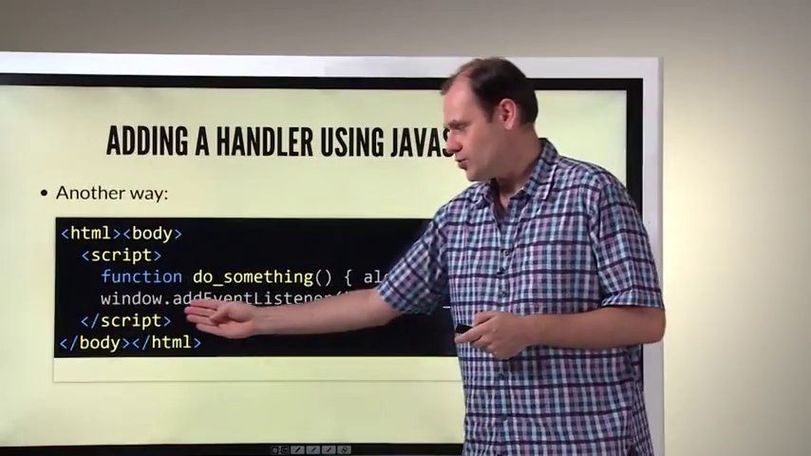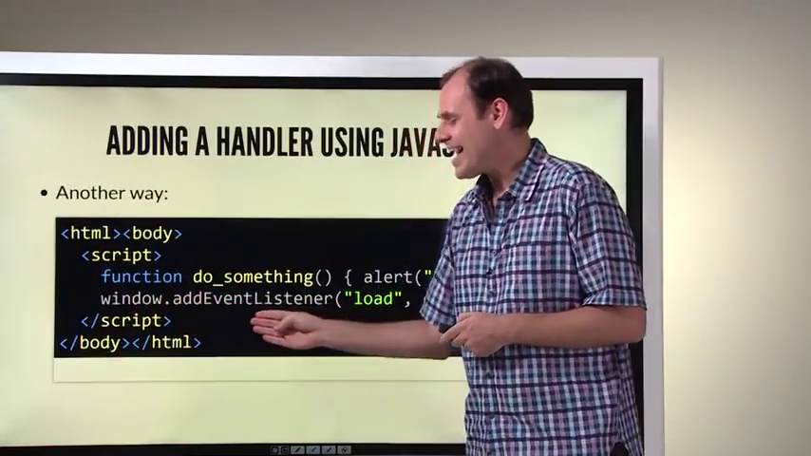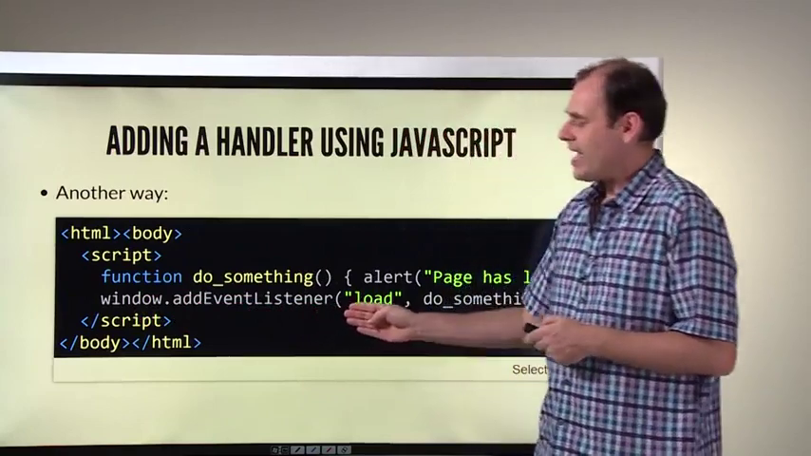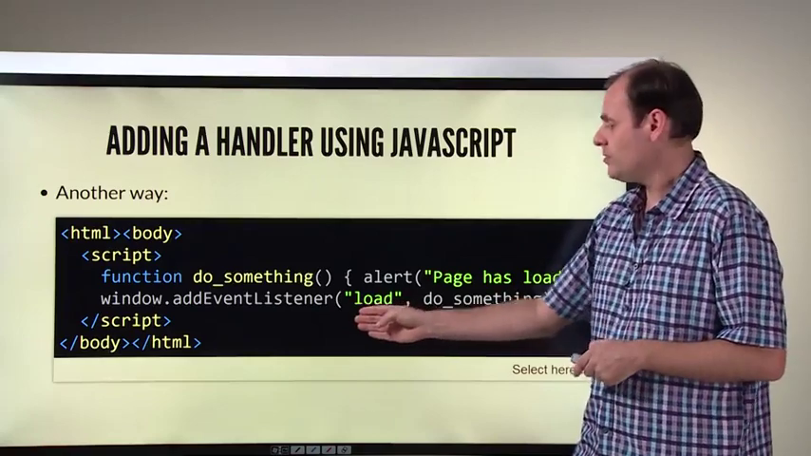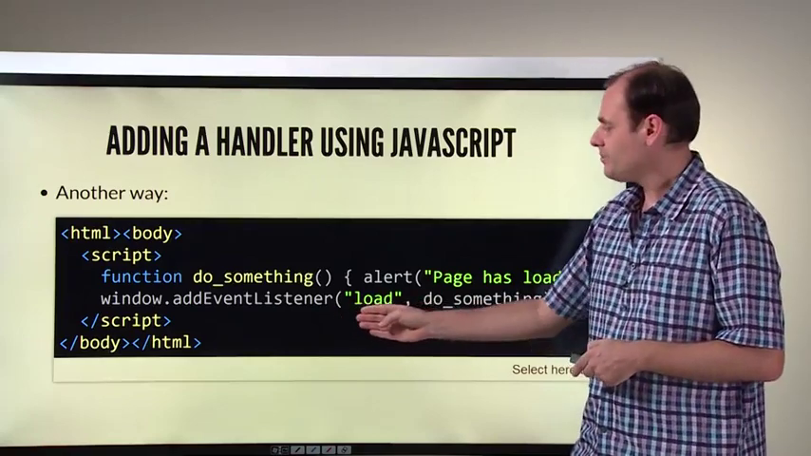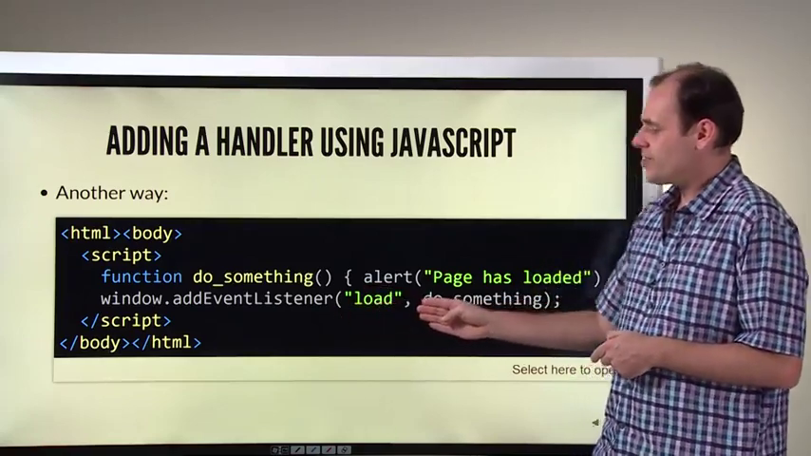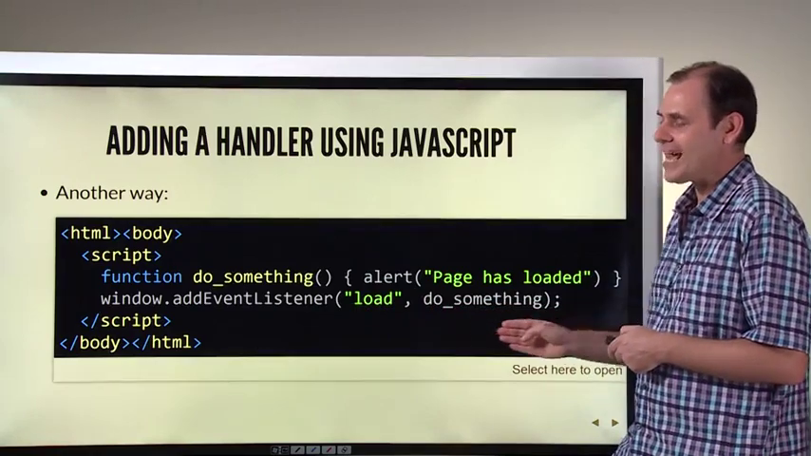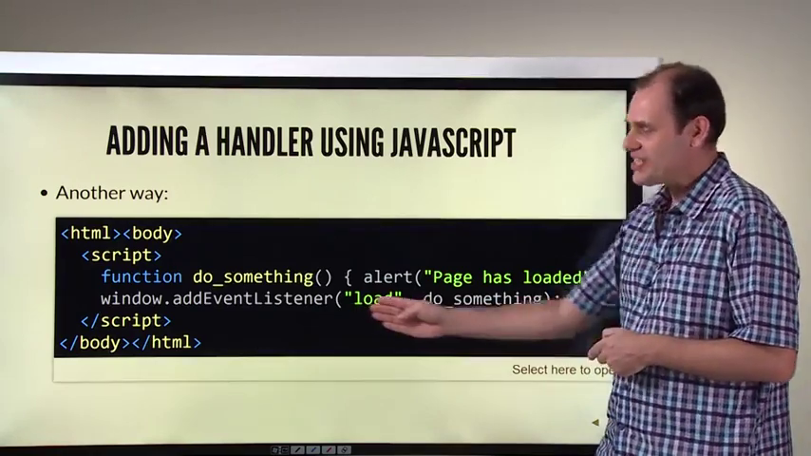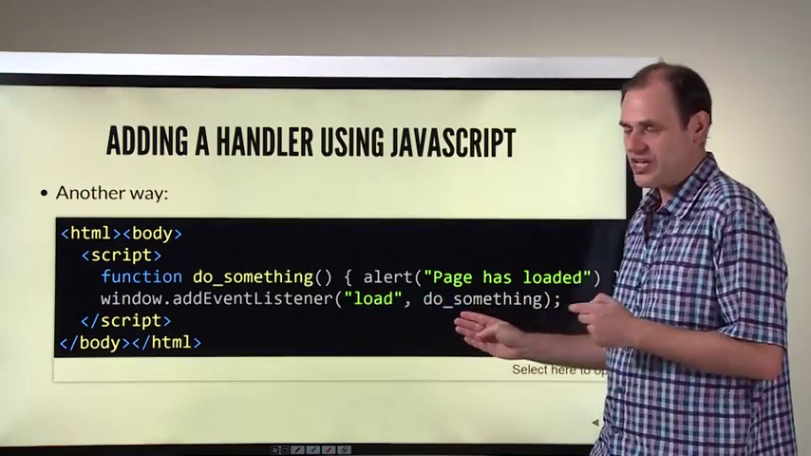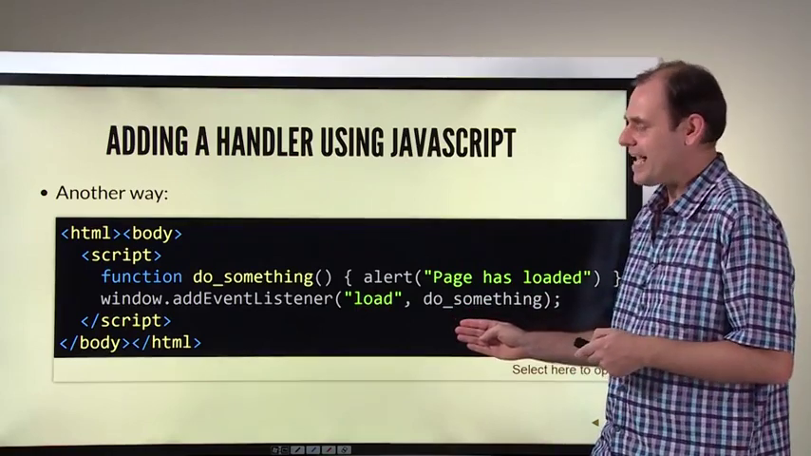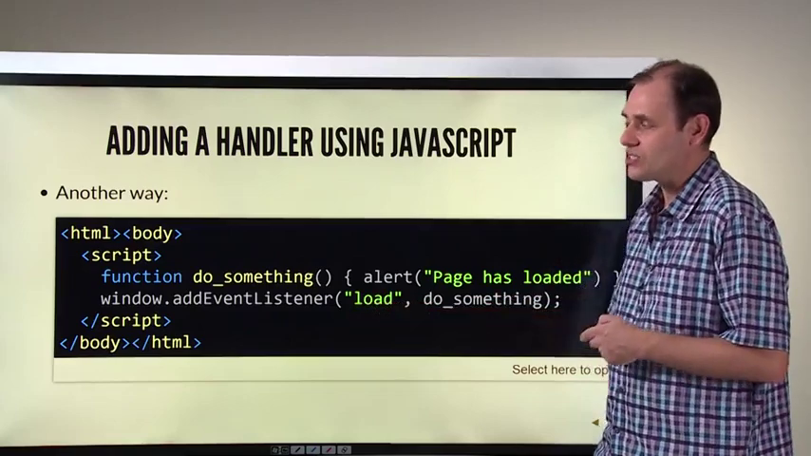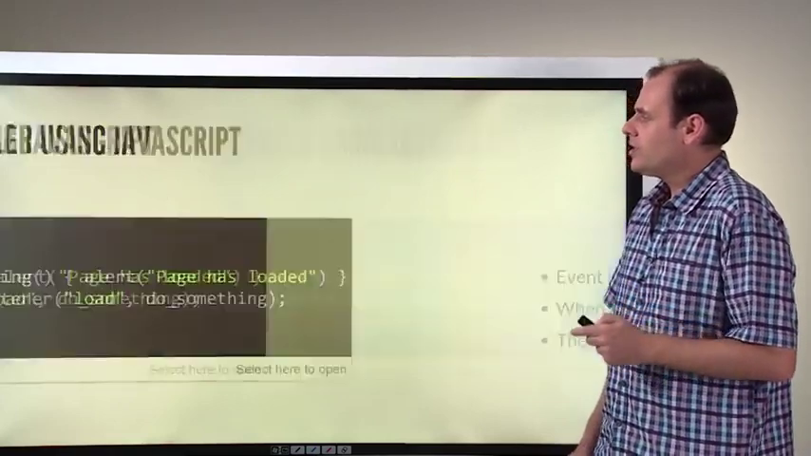Here's another way to do things. window.addEventListener. And then which event? Of course, there's lots of events, as we know, click, load, that kind of thing. For the load event, this is the function that will handle it. So this is a second piece of JavaScript, which has the same result as the last piece of JavaScript that we just saw. It sets up the handler when the web page has loaded.